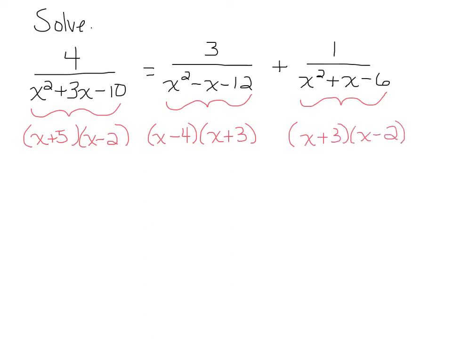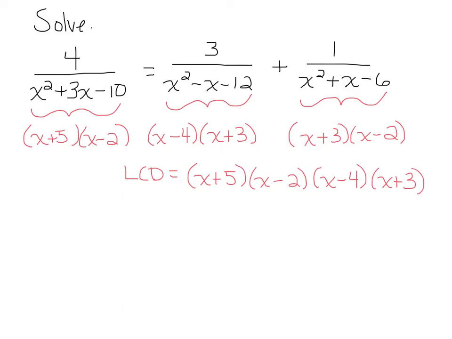Now let's find out what the common denominator is. Remember that the common denominator is each unique factor, each raised to its highest exponent. So let's list out the unique factors. We have a unique factor of x plus 5, x minus 2, x minus 4, and x plus 3.